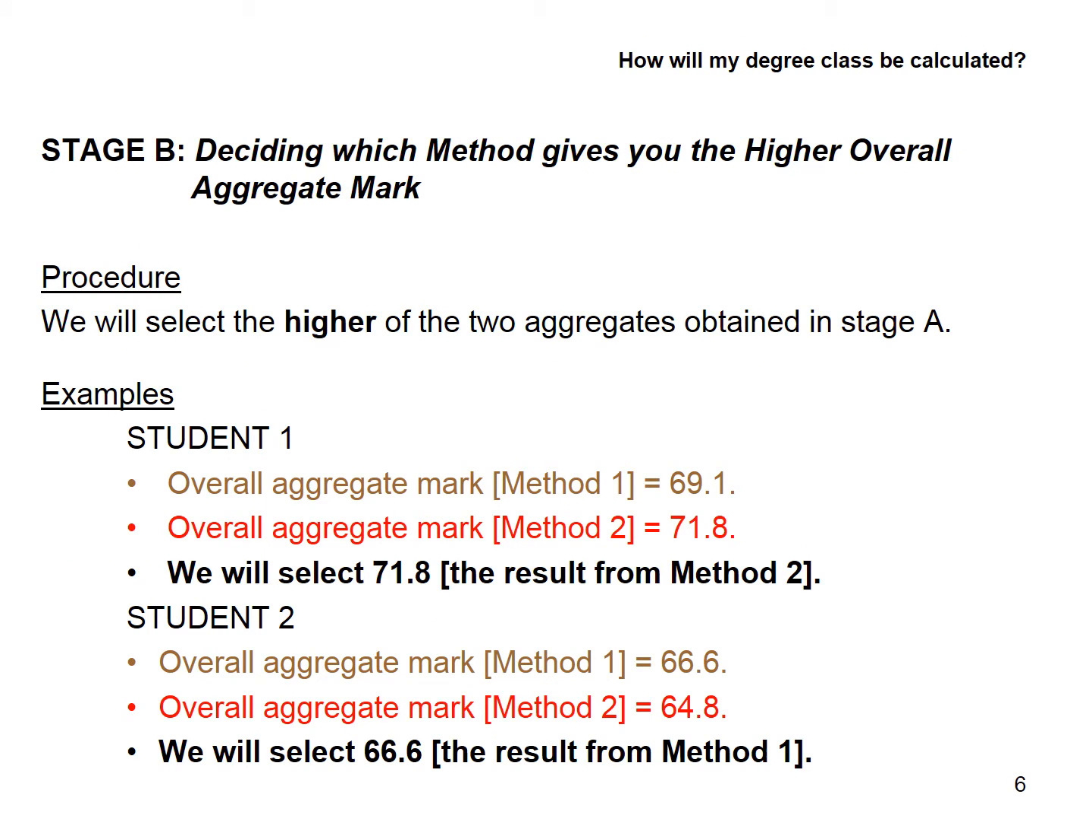So moving on to stage B. We will then look at these and decide which method gives you the higher overall aggregate mark. And this is very simple. We will just select the higher of the 2 aggregates obtained in stage A.